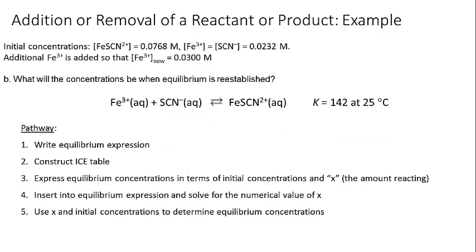So now let's look at this numerically, and let's review our pathway for determining equilibrium concentrations. What you do is you write the equilibrium expression first. We have that. You construct an ICE table, which we'll do in a second. You express the equilibrium concentrations in the ICE table in terms of the initial concentrations and how much you expect to react. So the key is we don't know how much is going to react when we reattain equilibrium.